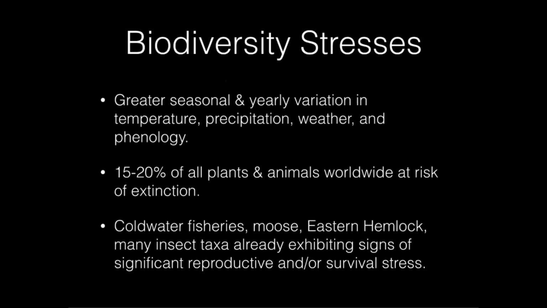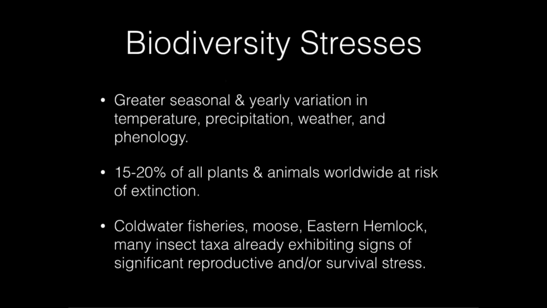So, some of our biodiversity stresses, I think a lot of us know what they are, but there is just huge amounts of seasonal and yearly variation. I mean, Stephen's seen it on the farm here. There's temperature changes, there's precipitation changes, there's extreme weather phenology that's just happening all over the planet. I think a lot of us have read about the incredible rates of extinction that have happened, not just with plants and animals, but with insects, worldwide.